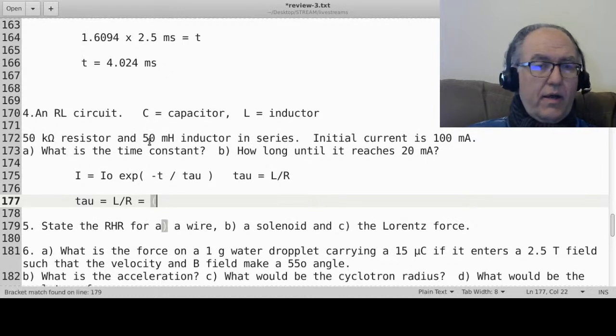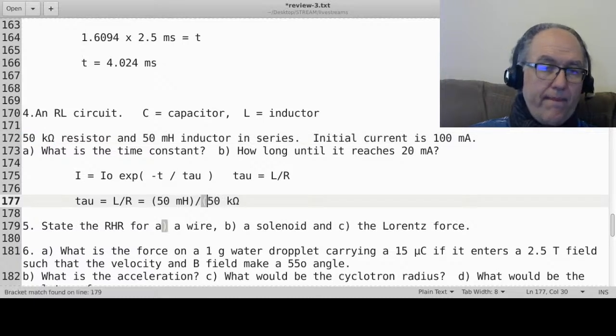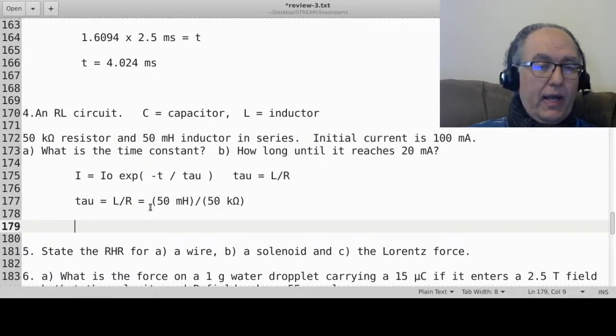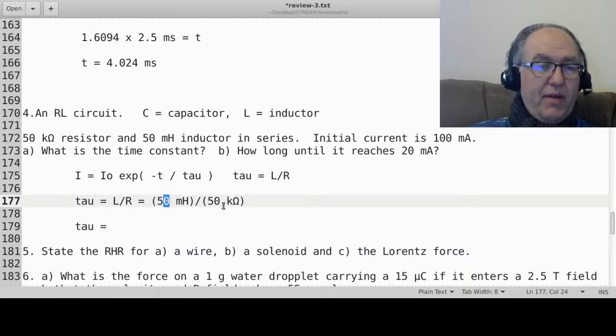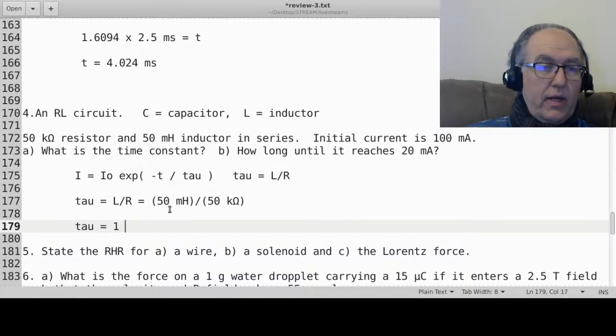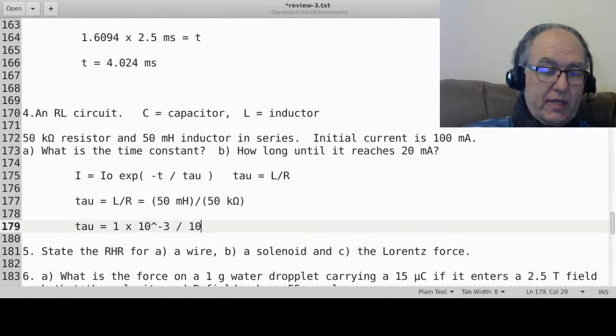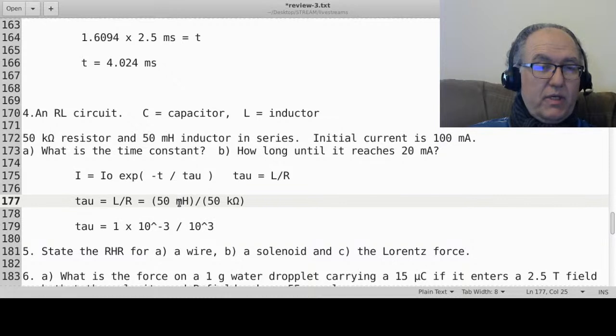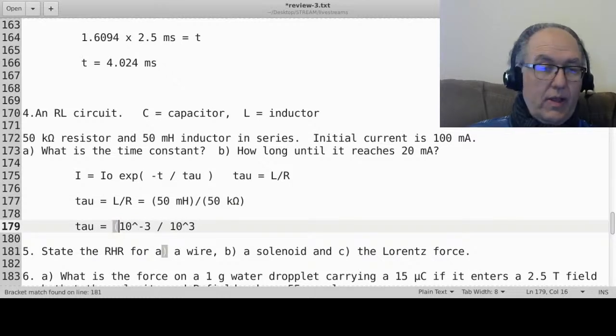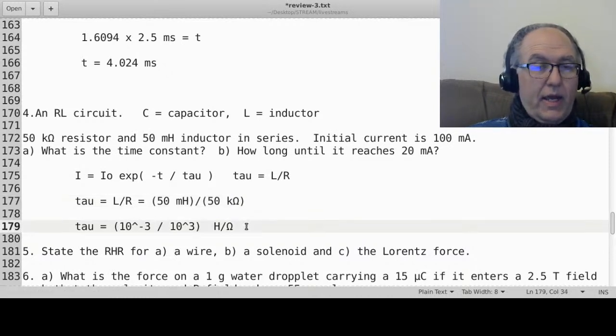That's going to equal, L is 50 millihenries divided by 50 kiloohms. The 50 divided by 50 gives you just 1. We better be careful about this because we might make a mistake. The milli is 10 to the minus 3, divided by the kilo, which is 10 to the 3. So we have a 10 to the minus 3 in the numerator and a 10 to the 3 in the denominator. That's just the numeric part. The units are going to be a henry divided by an ohm, and you say, what unit is that?